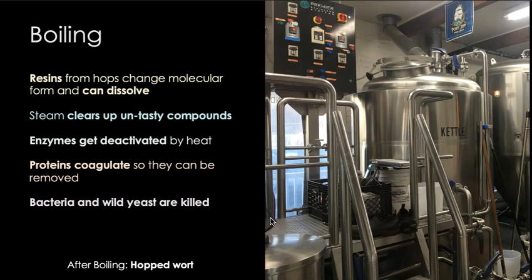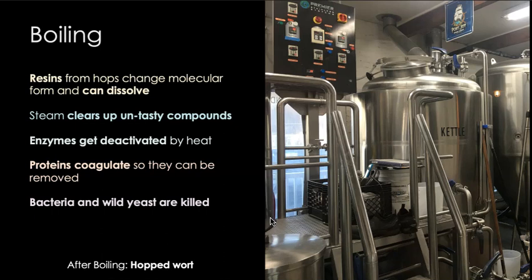After we filter the spent grains, we need to boil our liquid. We need to boil our sweet wort. And boiling accomplishes 5 things. First, the steam is going to clear out any untasty compounds. Also, the enzymes that were very useful to chop my long starch molecule into shorter sugars are now going to be deactivated by heat. Proteins that can be present in our mixture can coagulate and be removed.